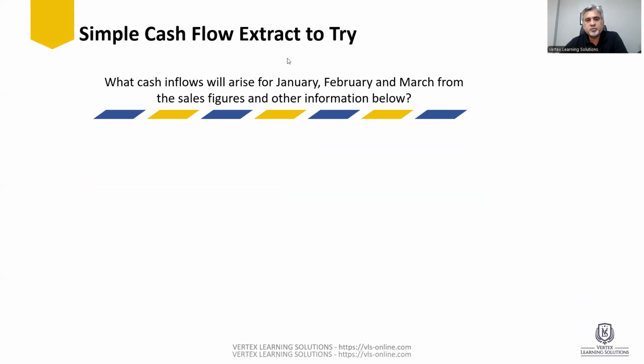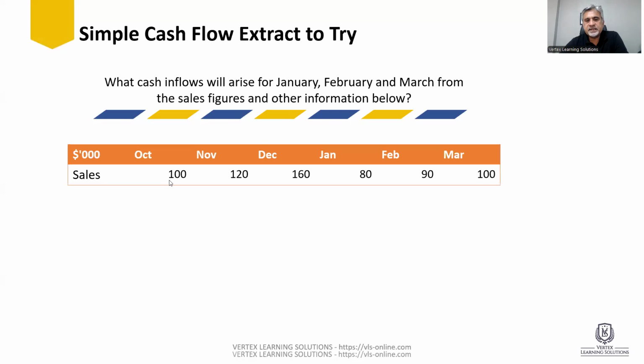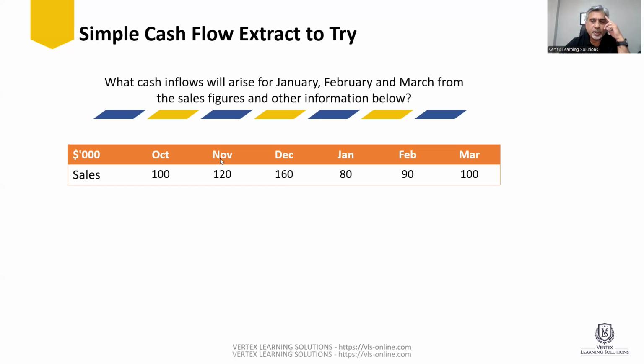Simple cash flow exercise to try. What cash inflows will arise for January, February, or March from the sales figures and other information below? So sales, okay, these are a little bit moved. It should be below here. Let me try if I can correct it. Okay, now it looks better.